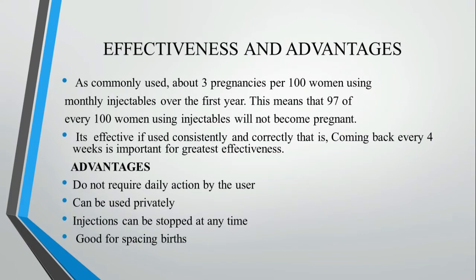Effectiveness and advantages. As commonly used, about 3 pregnancies per 100 women using monthly injectables over the first year. This means that 97 of every 100 women using injectables will not become pregnant. It is effective if used consistently and correctly.